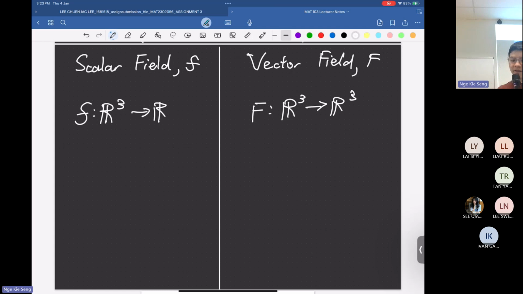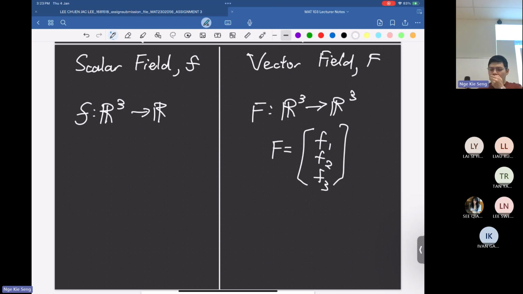So how do we get this vector field? Actually, you can build this vector field using scalar fields, F1, F2, and F3, for example. 3 of them. Because 1 little f gives you R, so I need 3 of them to give me 3 numbers in R3. Okay, so this is the thing you need to keep in mind.